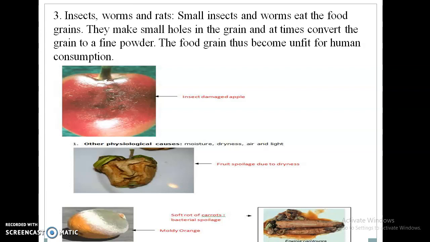Here is some pictorial presentation in which the first one shows insect damage to an apple, then other physiological causes like moisture, dryness, air and light which spoil the fruits. And the last one is an example in which the carrot and the orange are spoiled by microorganisms. In the carrot there is a formation of soft rot due to Erwinia bacteria, and in the orange the outer surface becomes covered with white and greenish growth because of mold.